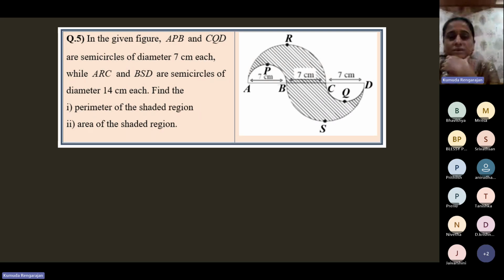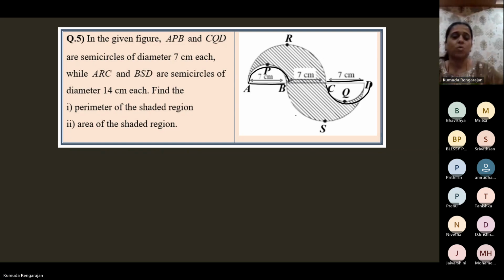So APB and CQD are semicircles of diameter 7 centimeters each. While ARC and BSD are semicircles of diameter 14 centimeters each. Find the perimeter and area of the shaded region.